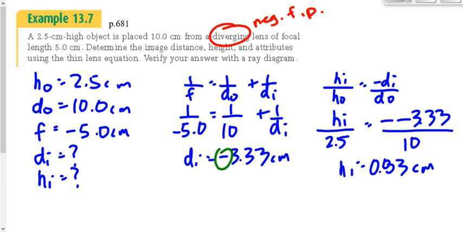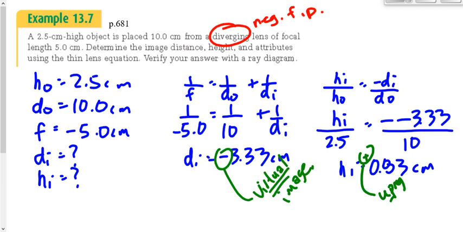Now, what does that tell us here? Negative DI tells us that it's a virtual image, because it's a negative DI. Positive HI tells us that it's an upright image. And the fact that the object is 2.5 centimeters high and the image is only 0.83 tells us the image is smaller.